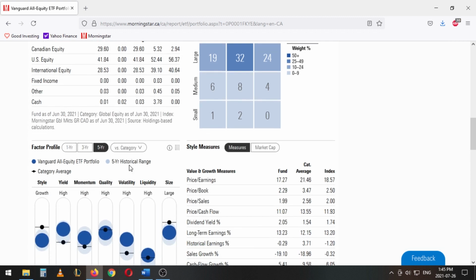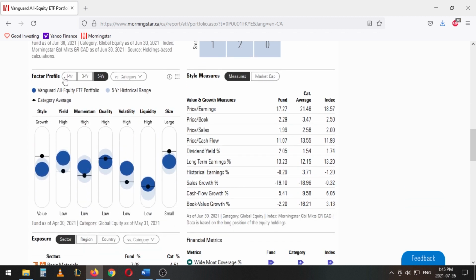From there, we can look at different factors. This is super in the weeds, but there are different factors that you can look at. So we can look at the style, again, between sort of growth and value. The way to read this is that VEQT, the ETF we're looking at, is the blue circle, right? The light blue circle is sort of the 5-year historical range. So they do move up and down. And then the black line and dot is the category average.